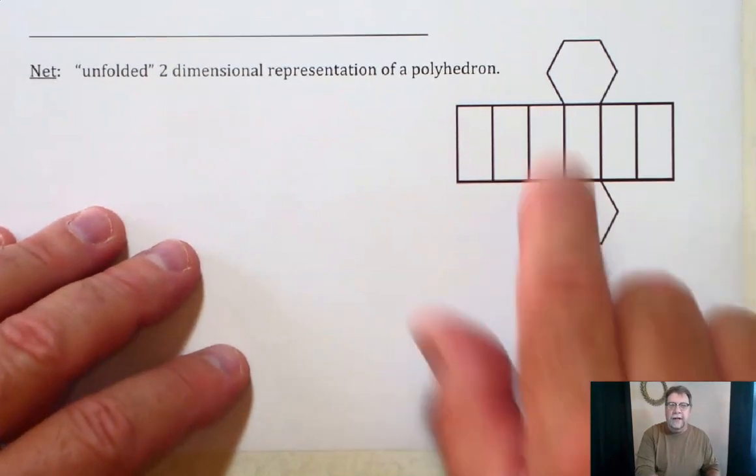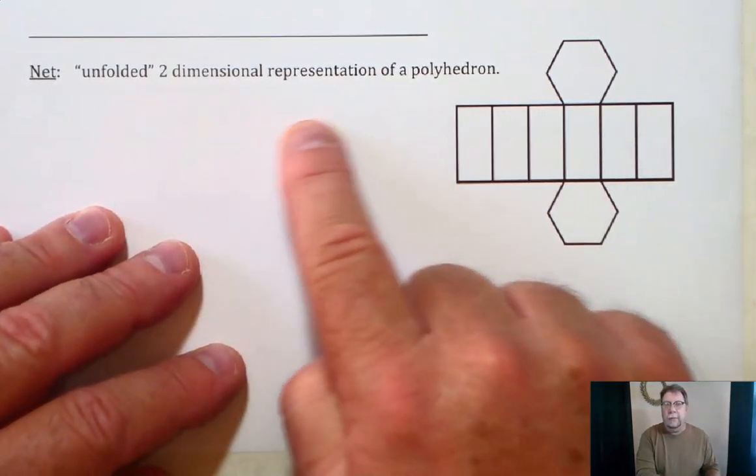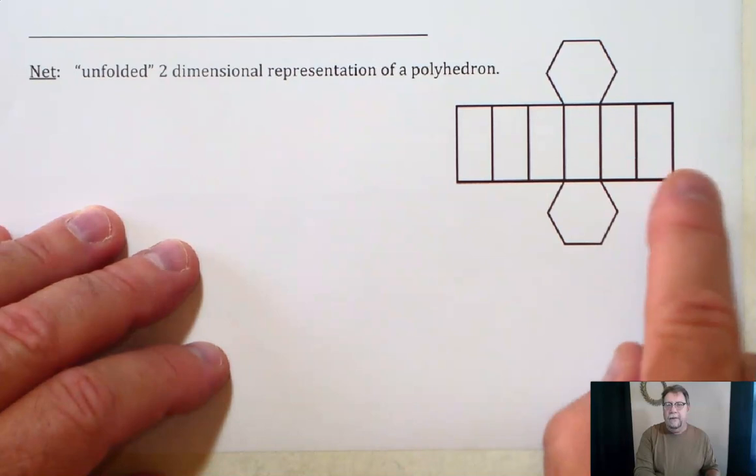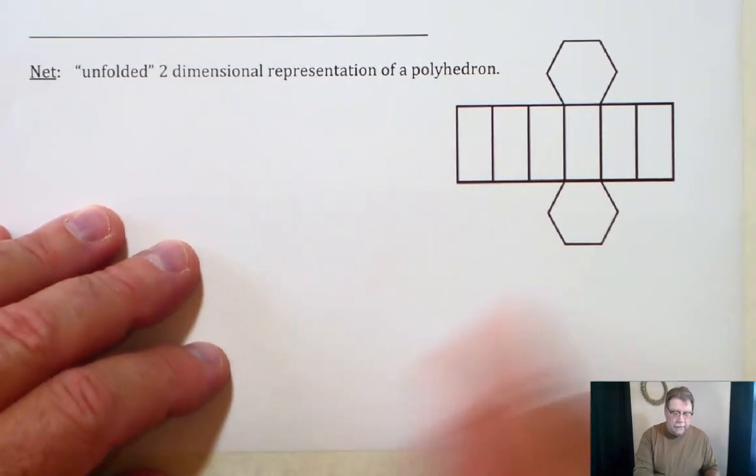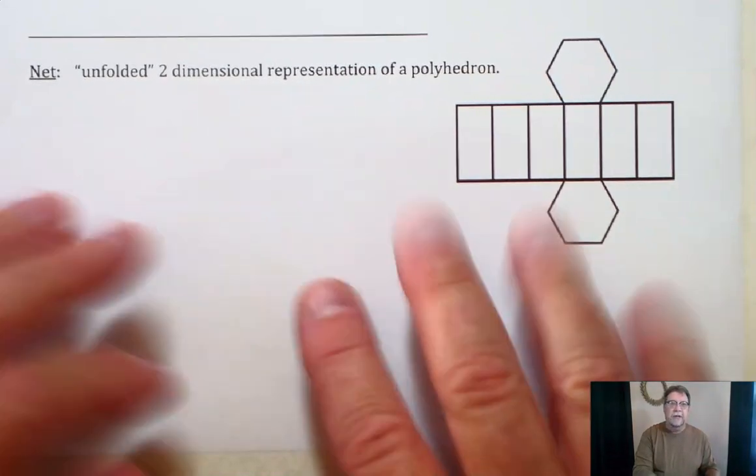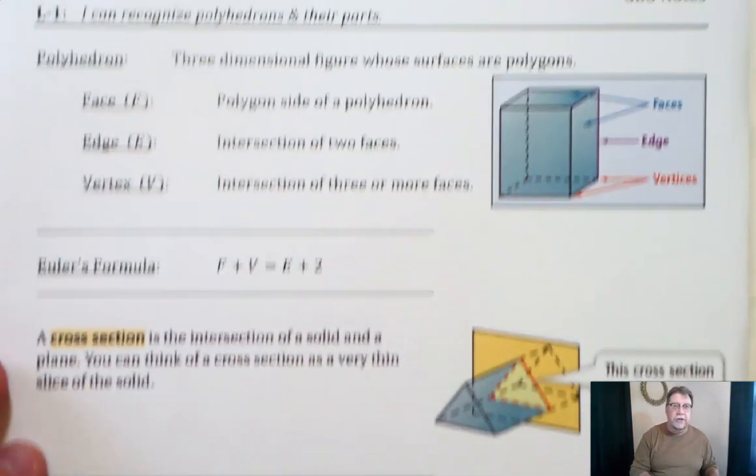Here's one that's sort of split open. This is called a net. It's an unfolded two-dimensional representation of a polyhedron. We've got all kinds of rectangles as well as two hexagons as what we call the bases. So let's take a look at the terminology here.